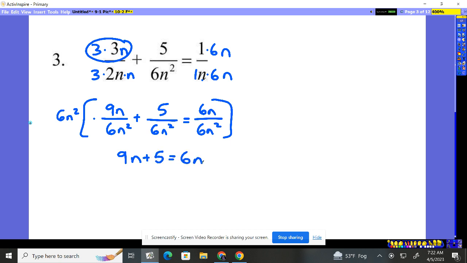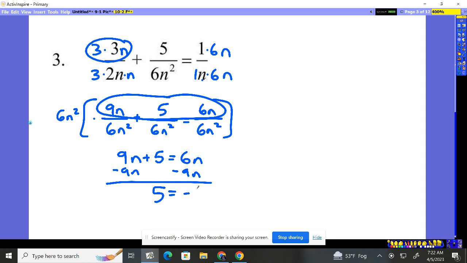So basically, all we have to do is get the denominators exactly the same, and then we simply set the top equation and solve it. Now I can solve for n. Well, I'm going to move my n over to the other side. Subtract 9n, subtract 9n. 5 is equal to a negative 3n. Divide by negative 3, and there's our answer.